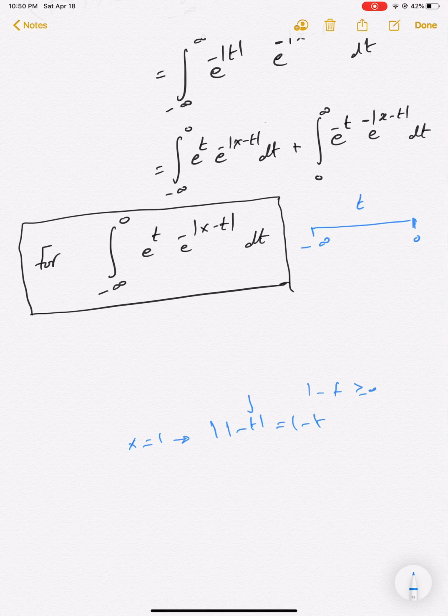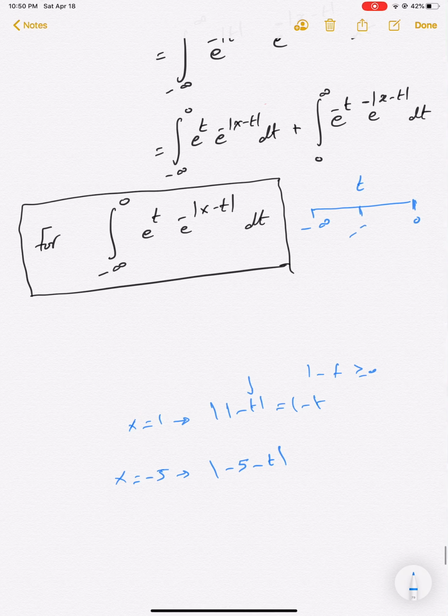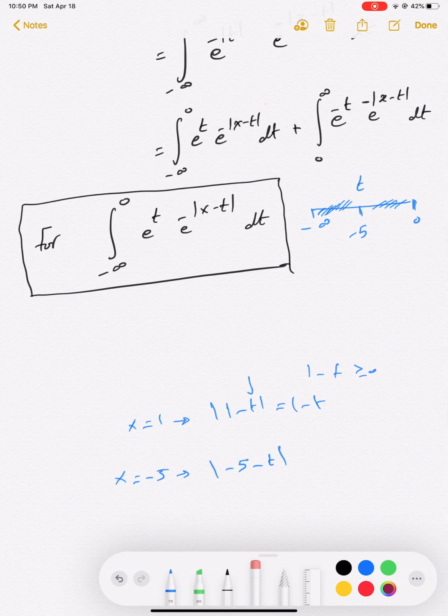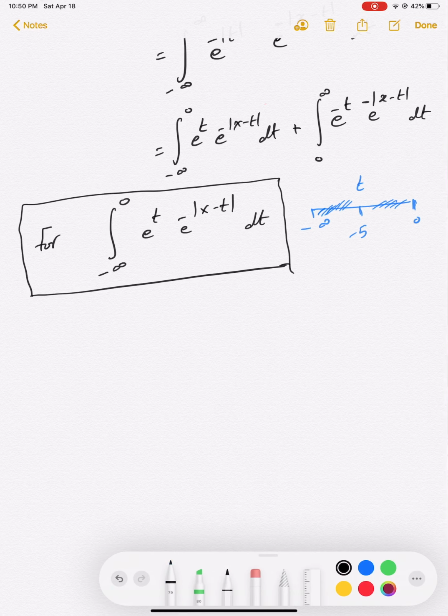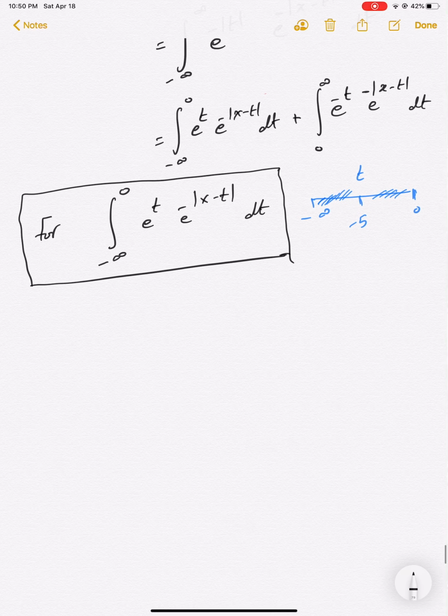However, if x was, for example, negative 5, you will have the absolute value of negative 5 minus t. Now negative 5 minus t, sometimes it will be positive, but sometimes it will be negative, because the t values now are ranging from negative infinity to 0. So it is very clear that for this integral we need to do it for two cases. What are these two cases?